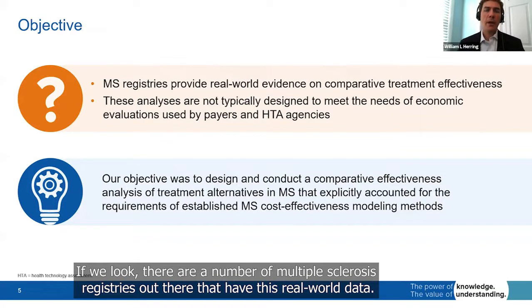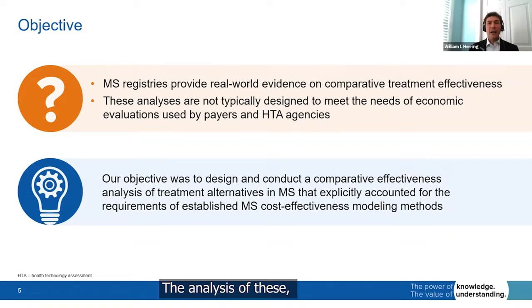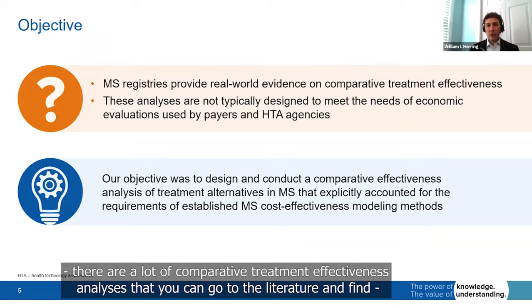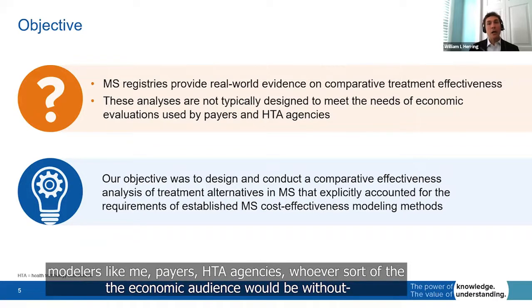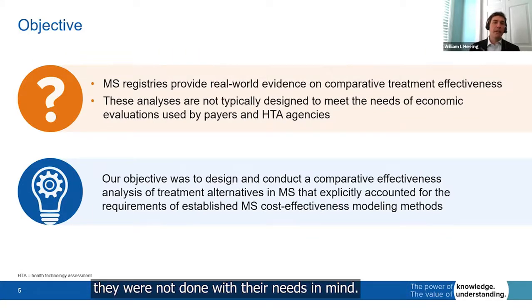There are a number of multiple sclerosis registries out there that have this real-world data. There are a lot of comparative treatment effectiveness analyses that you can go to the literature and find, but these analyses are typically not done with the needs of economic evaluations in mind: modelers like me, payers, HTA agencies, whoever the economic audience would be. They were not done with their needs in mind.